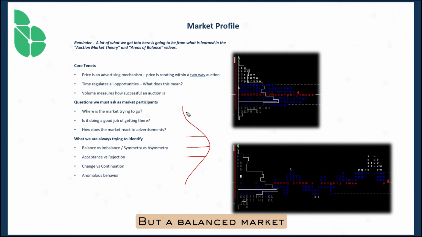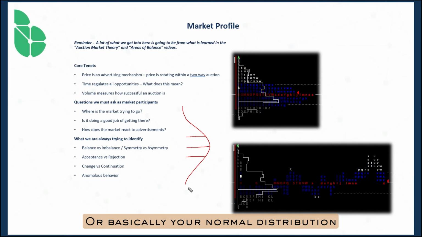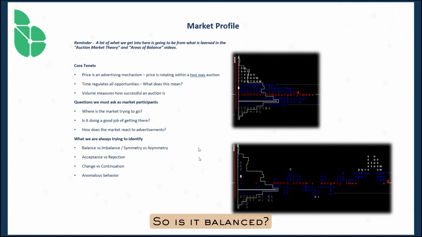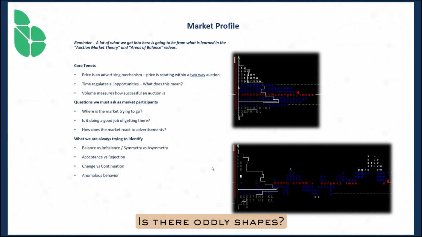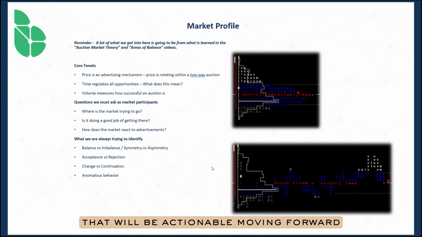But a balanced market profile is going to look sort of like a balanced distribution, or basically your normal distribution. It's pretty even looking, pretty even looking tails, most of the mass in the center, right around the average. And this is clearly something that looks like balance. So is it balanced? Is it imbalanced? Is there symmetry? Is there asymmetry? Are there oddly shaped areas that we are picking up on? These are all going to be important because these could represent certain anomalies that will be actionable moving forward.